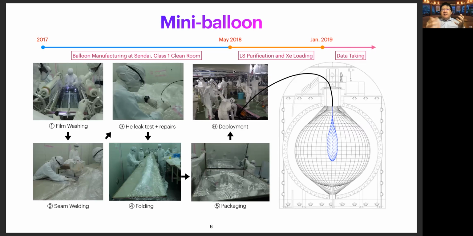In May 2018, we brought the balloon to the KamLAND mine and deployed it into the KamLAND detector from the top, as you can see in this picture. After about 6 months of liquid scintillator purification and xenon loading, eventually in January 2019, we started the first data taking of KamLAND-Zen 800.